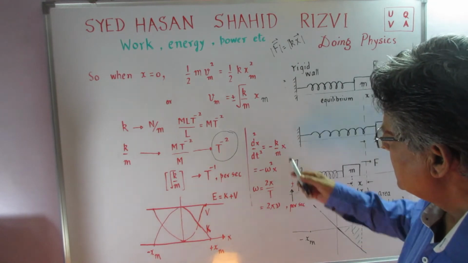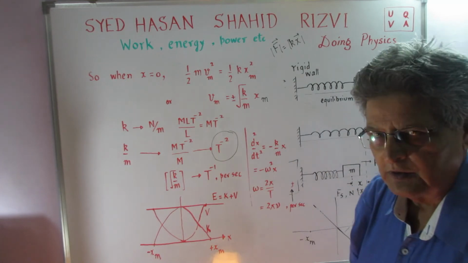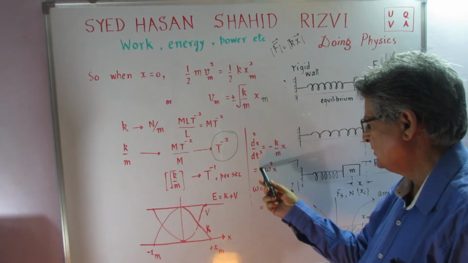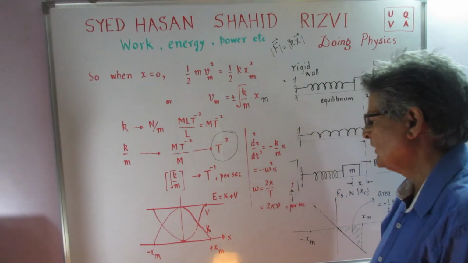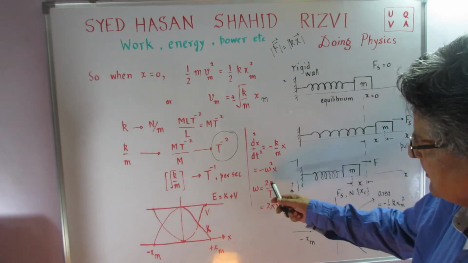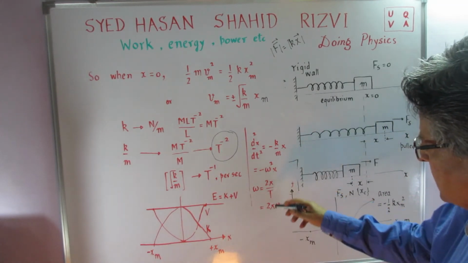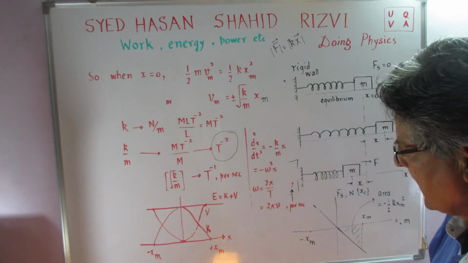Why? Because k is positive and m is also positive. So a positive divided by a positive must be a positive, which is taken as omega square, and you know that this is the angular velocity given by 2 pi over capital T, and 1 upon capital T is equal to nu, so this is per second.